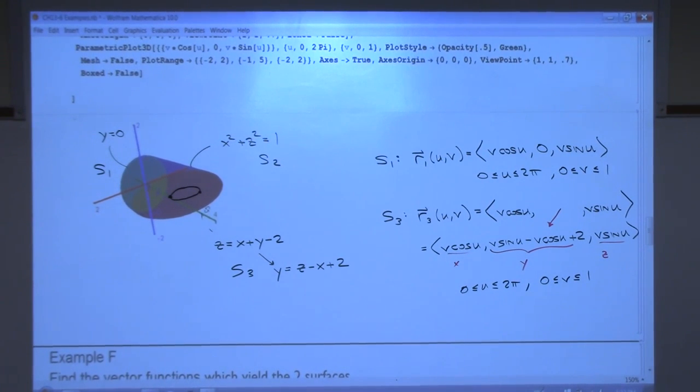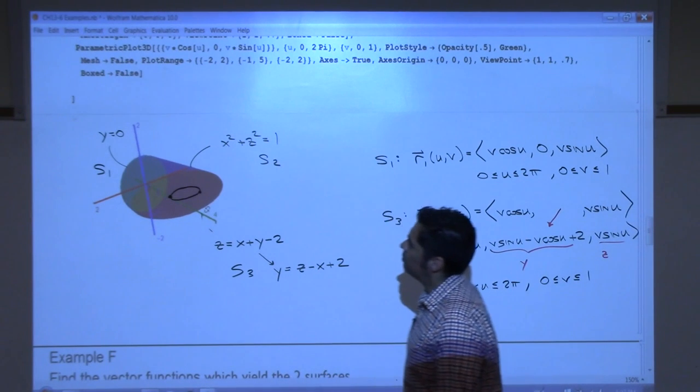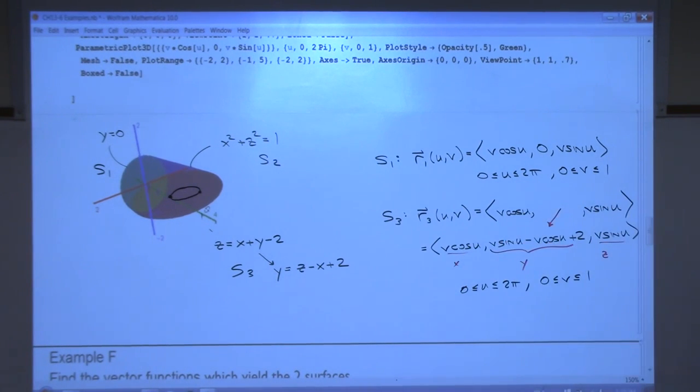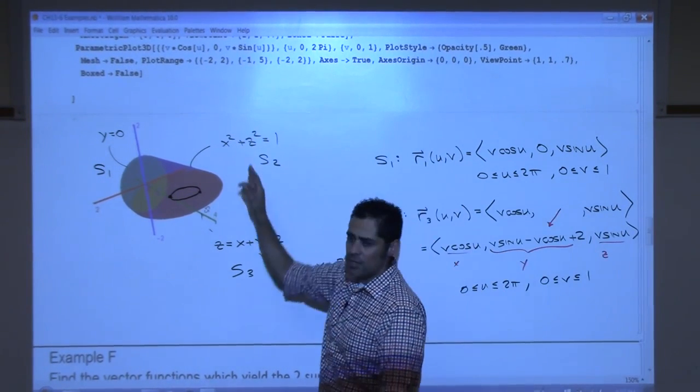Okay, what about S2? So what about S2? It's a cylinder, but you're cutting it between two planes. Yeah, it's a cylinder between two planes. So how do I draw a cylinder with that fixed radius? Right, because the radius of this is always 1.